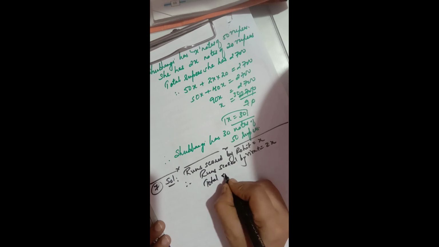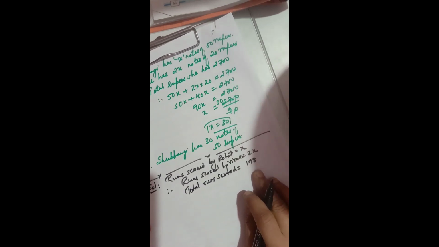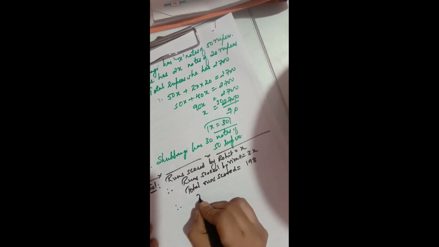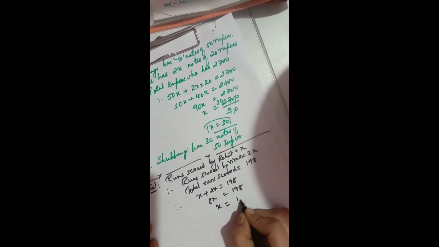Total number of runs scored by both is 2 less than a double century. So total runs scored is equal to 198. Therefore, x plus 2x is equal to 198. 3x is equal to 198. X is equal to 198 upon 3, which is 66. X is equal to 66.